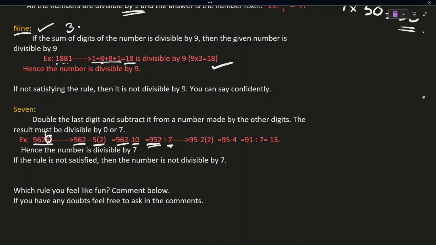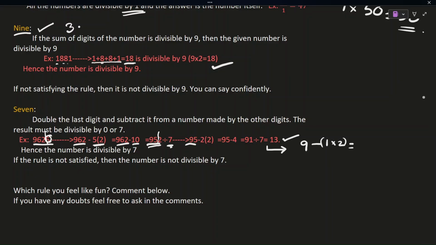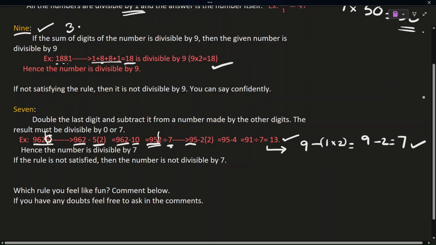If checking whether 952 is divisible by 7 feels a little tough, you can repeat it: double this 2, 2 2s are 4, and subtract it from 95. 95 minus 4 is equal to 91, and that is divisible by 7, giving 13. If 91 is also tough, take the 1 and double it, and 9 minus 2 comes to 7, and 7 is divisible by 7, you know that.